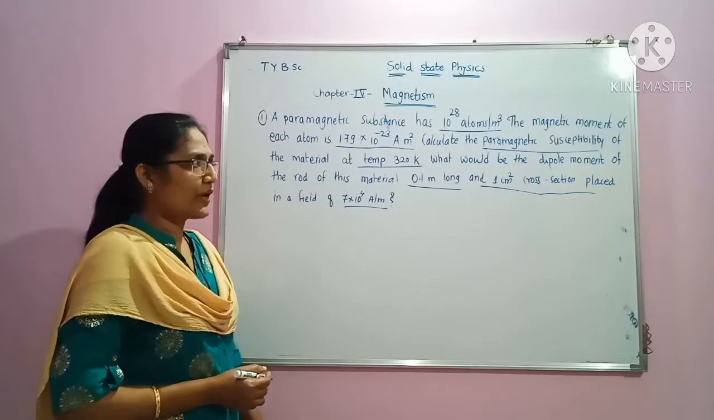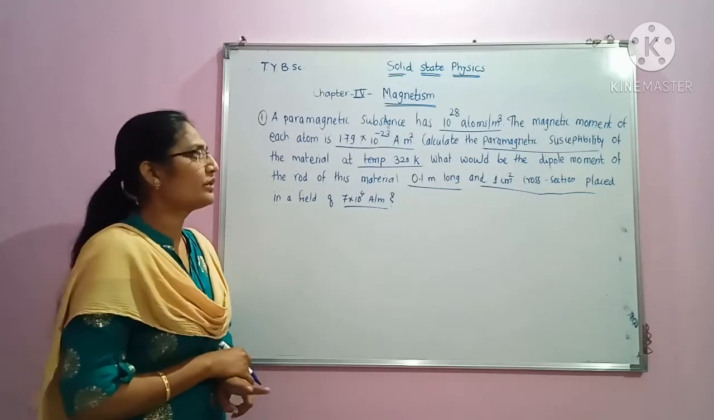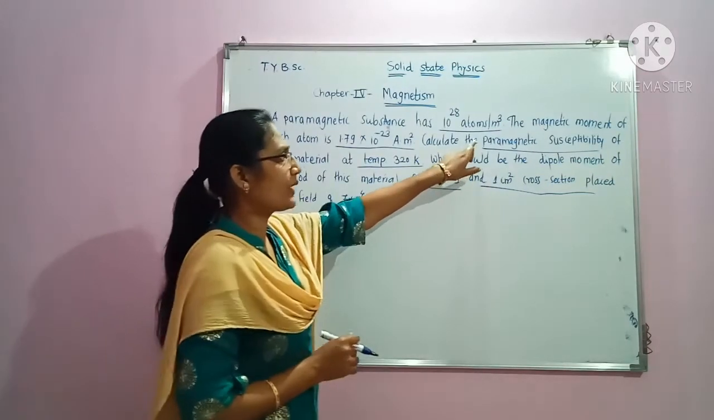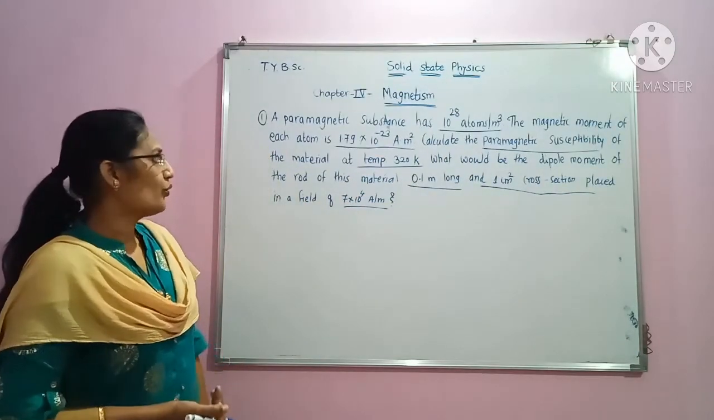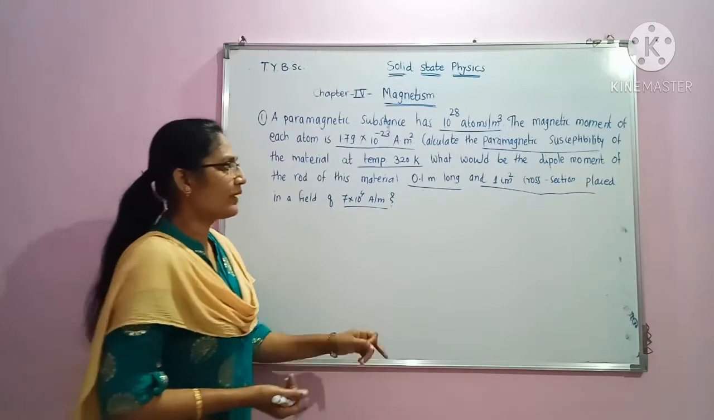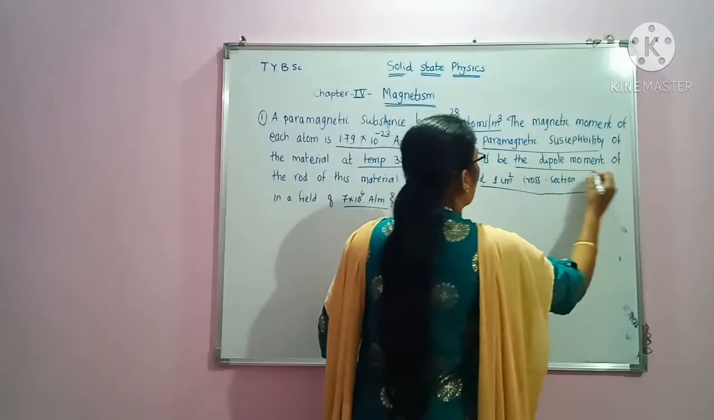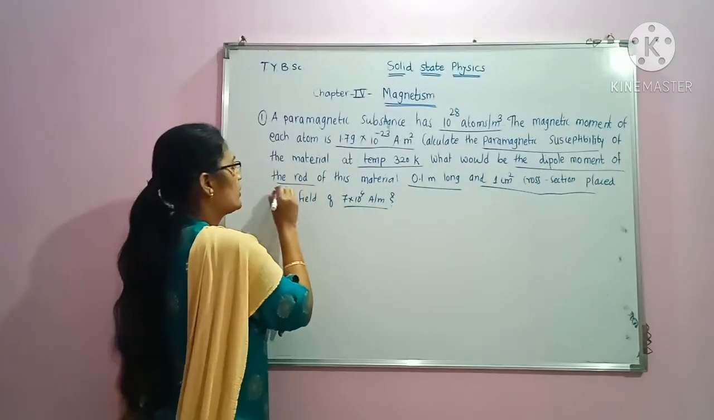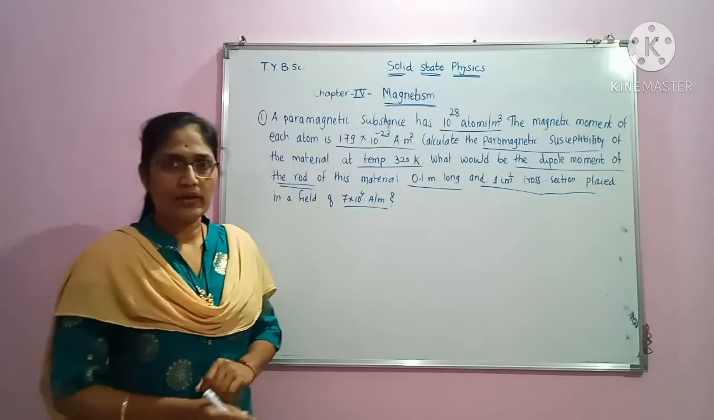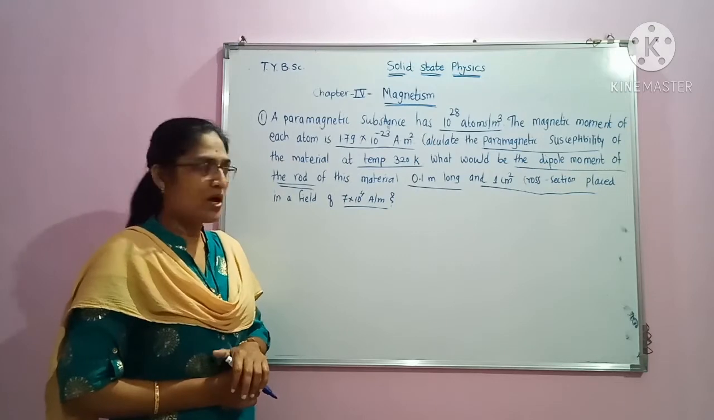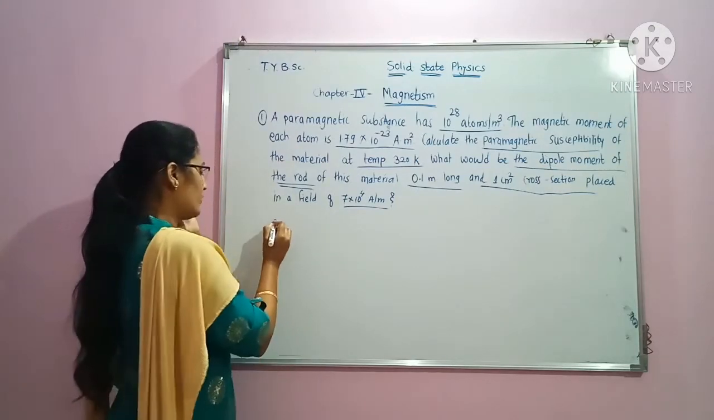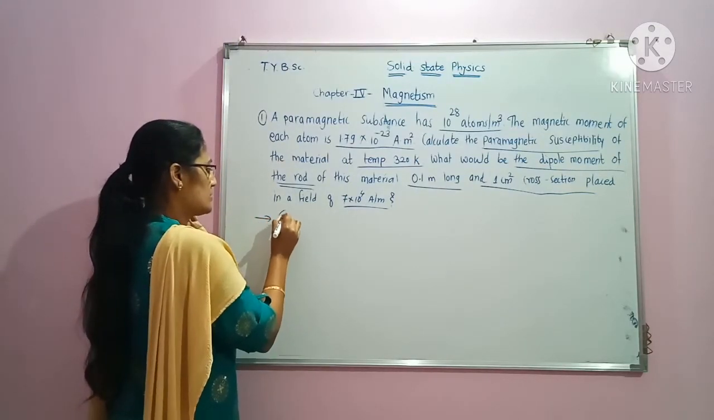It means that we have to calculate two things. First of all, we have to calculate the paramagnetic susceptibility, and after that we want to identify the dipole moment of the given rod. So the dimensions of the rod are given and we have to identify its dipole moment. So let's write the given things first.